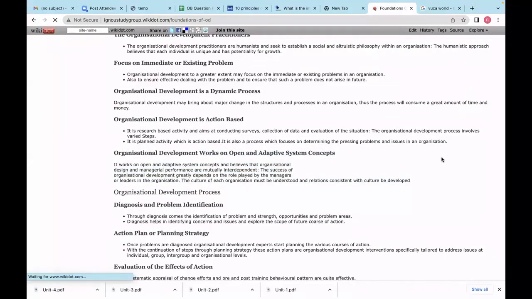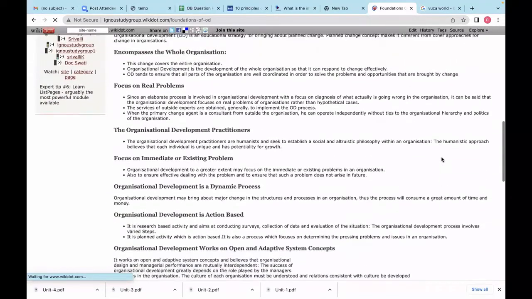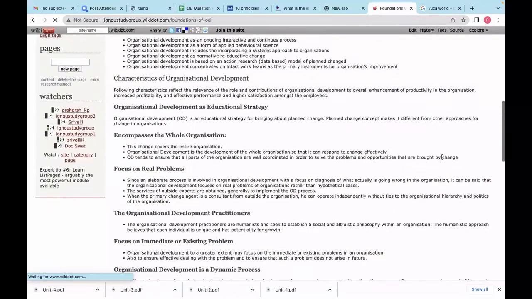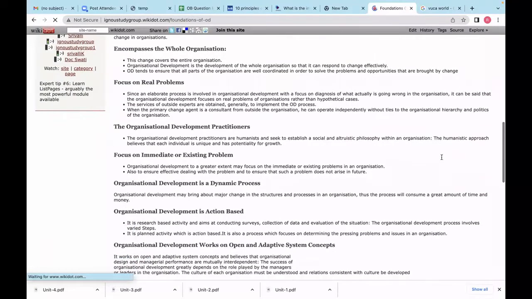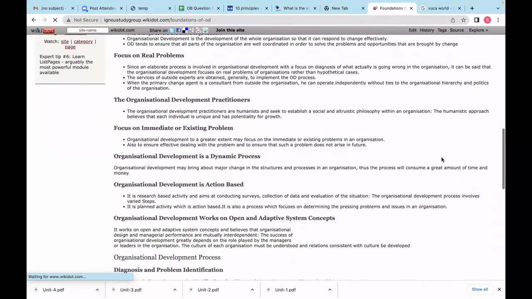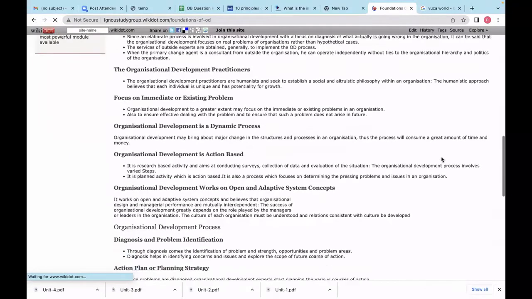These are the characteristics of OD. If there is a question on characteristics of OD, we need to write these points: an education strategy, a whole organization, real problems, practitioners, existing problems, dynamic process, action based, open and adaptive systems concepts.